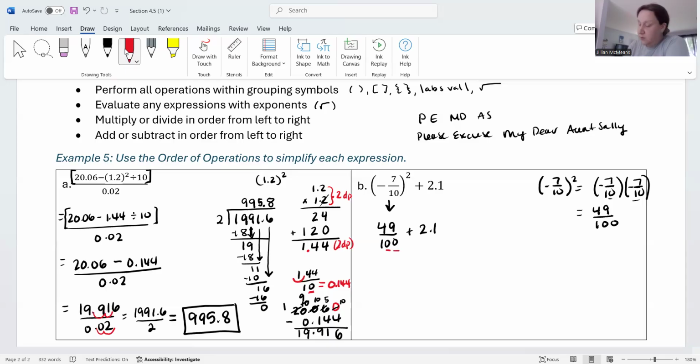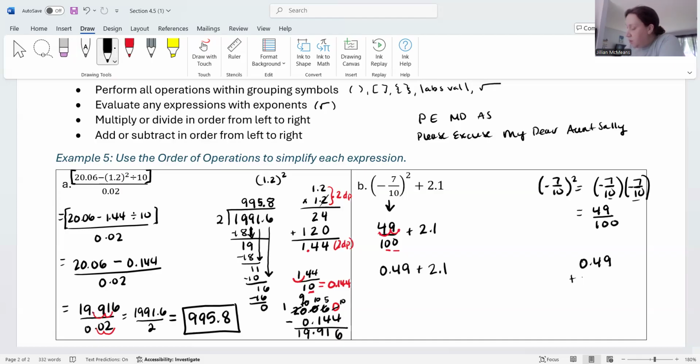So we move to the left for division. So if you don't see a decimal, you assume it's at the end of the number. So I can move my decimal back 1, 2 places. So that makes 49 hundredths, 0.49. So I really just have 0.49 plus 2.1. Let me fix that. This is 2.1. Please make sure you make that a 2.1.